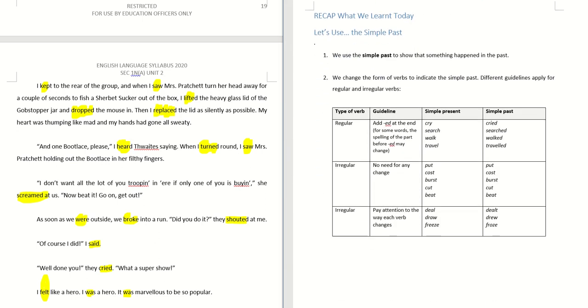So let's recap what we learned today. Today you learn to use the simple past. We use the simple past to show that something has happened in the past, and to also learn that we change the forms of the verbs to indicate the simple past, and there are different guidelines that apply for the regular and irregular verbs. We also look through what are the simple past words inside the passage, The Great Mouse Plot. What should you do next? You can try finding simple past examples in the passage. So that's it for today.